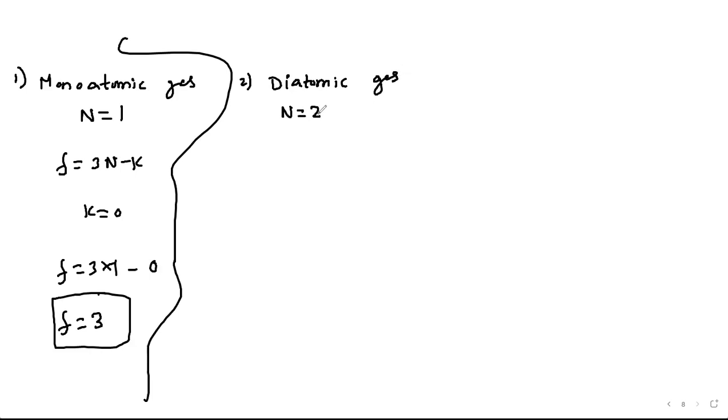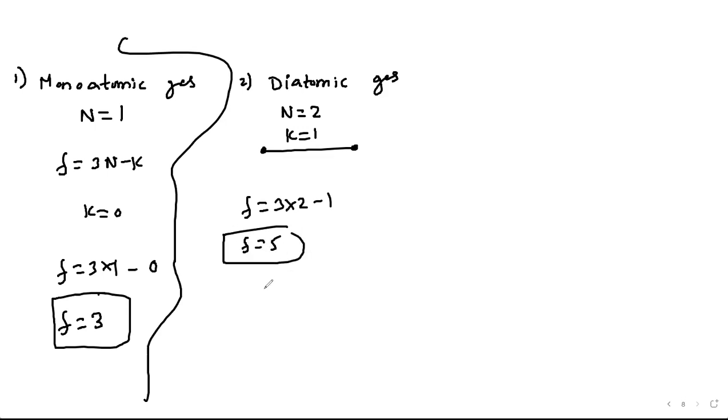If you have a diatomic gas, it means you have two atoms. But if you have two atoms, there is one relation also. So there is one constraint, k equal to 1. When you write the degree of freedom, that will be 3 into 2 minus 1, so it will be 5. So you have 5 degrees of freedom.